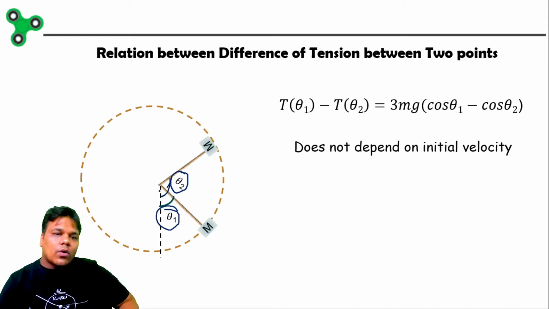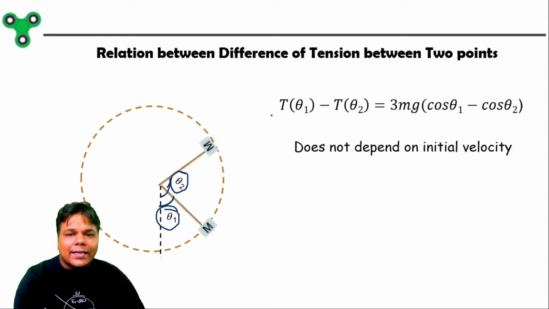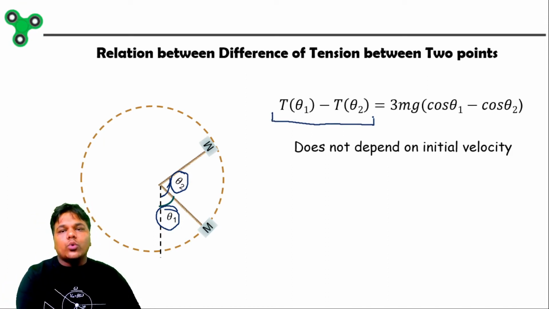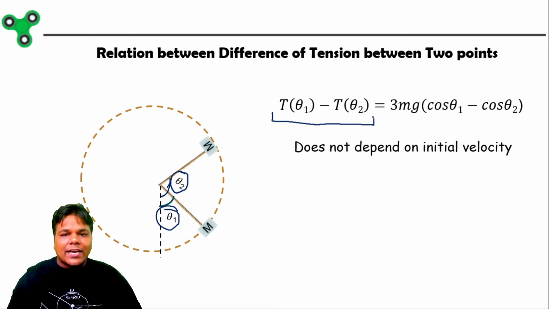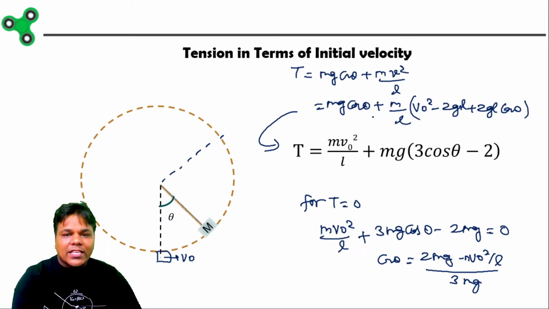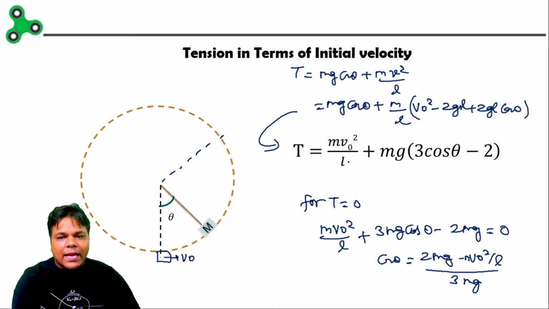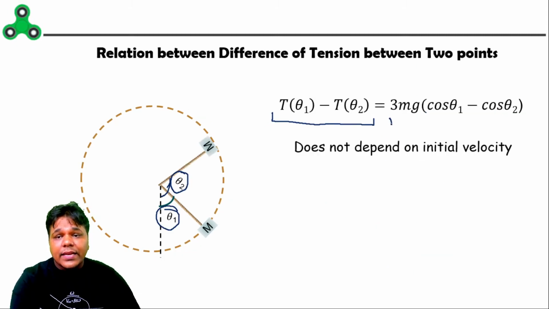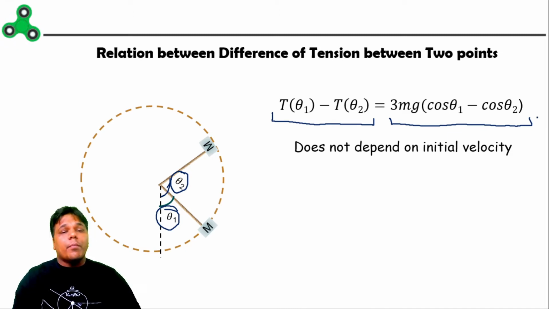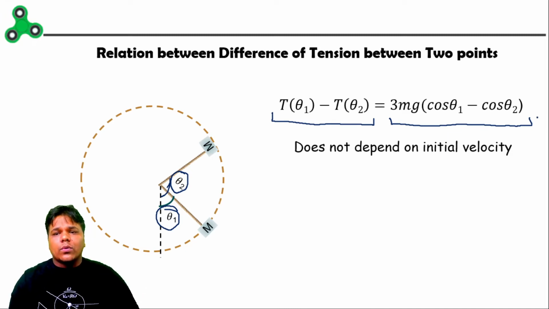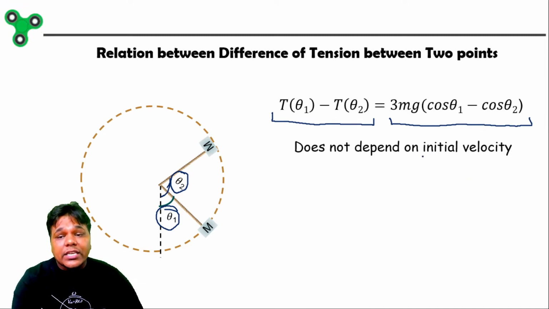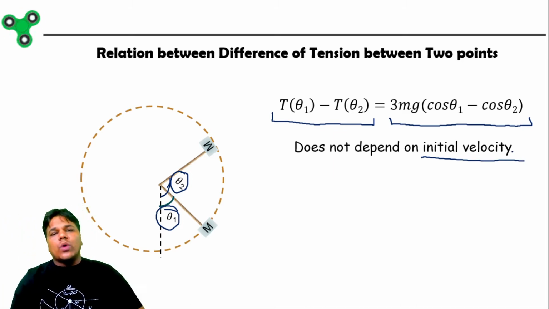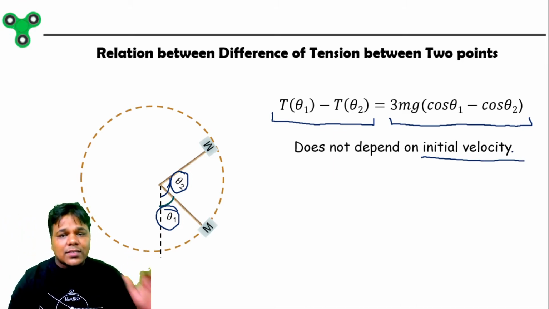Now I'm going to take the difference of tension between two different points. First point is theta 1, second point is theta 2. As you can see, the mv naught square by L factor is going to cancel, the minus 2 mg factor cancels, and the only factor that remains is mg 3 cos theta. So my answer is 3 mg (cos theta 1 minus cos theta 2), and it does not depend on initial velocity. Now you have a sorcerer's stone in your head.